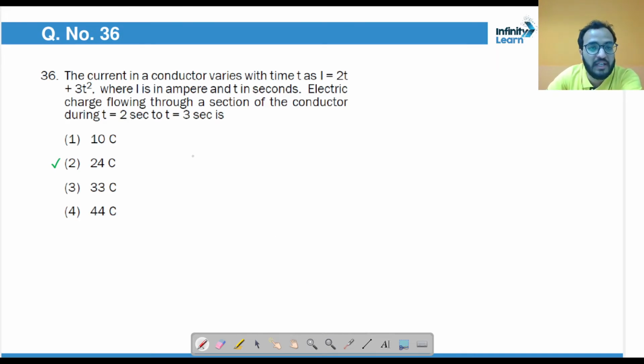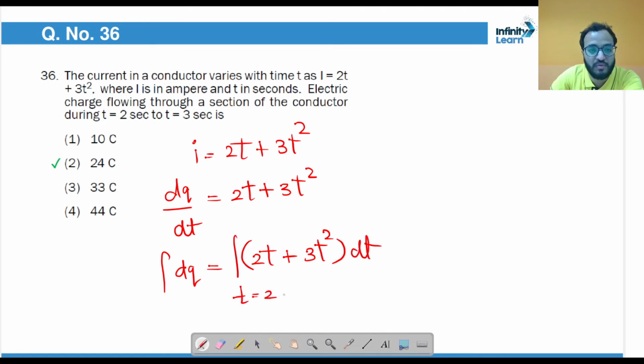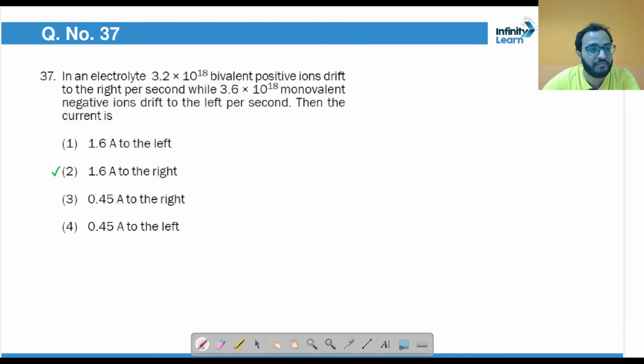Now they have given current I equals 2t plus 3t square. So it is dq by dt equals 2t plus 3t square, and what they need is the charge flowing. So dq will be the integration of 2t plus 3t square dt from t equals 2 seconds to t equals 3 seconds. Okay, do this integration, you will get your answer as 24 coulombs.